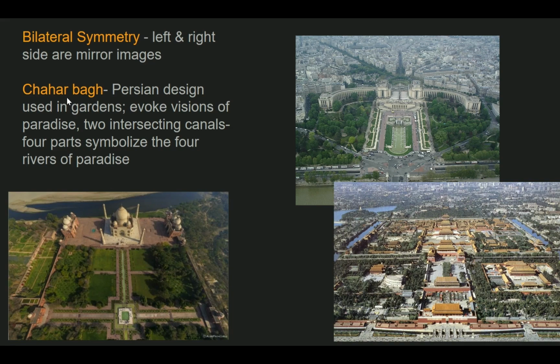Charbagh is a Persian design used in gardens. So we see that Persian idea here. And it evokes visions of paradise. These two intersecting canals divide the gardens into 4 parts, and these symbolize the 4 parts, in this case, the 4 rivers of paradise, as described in the Quran.